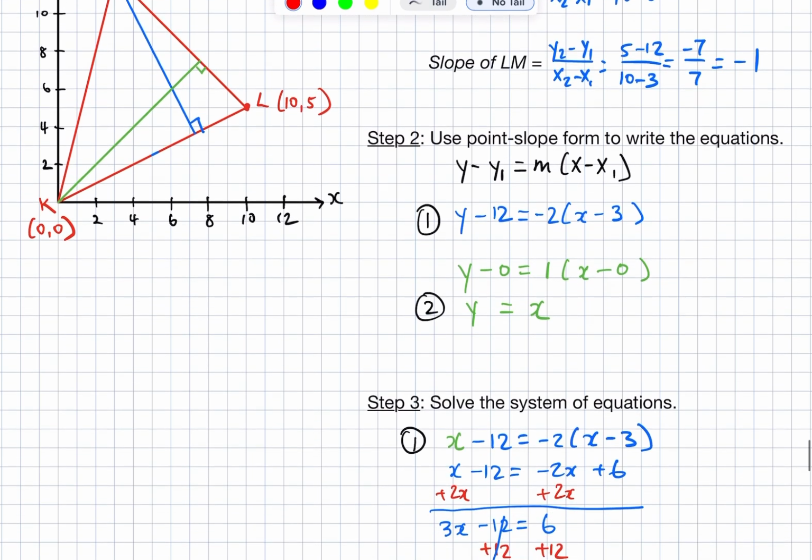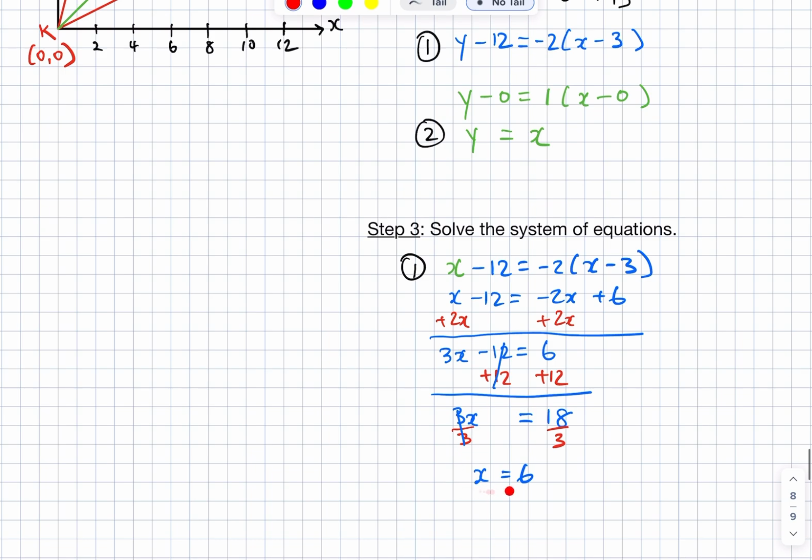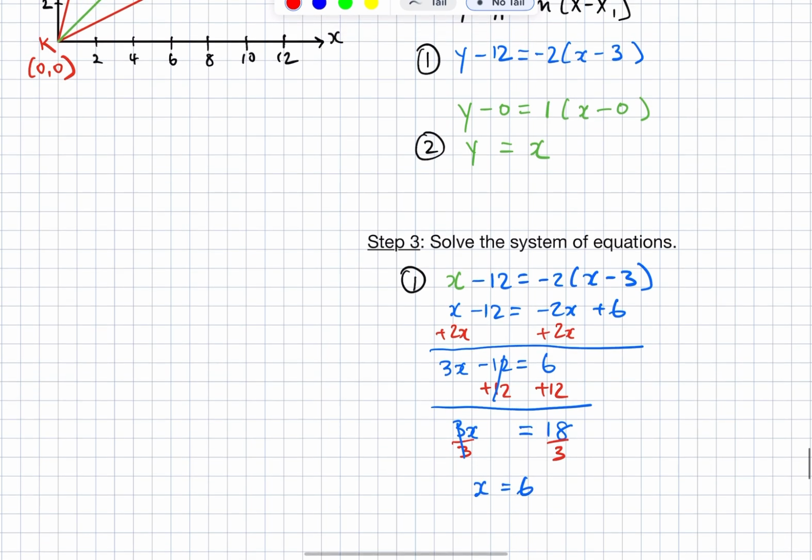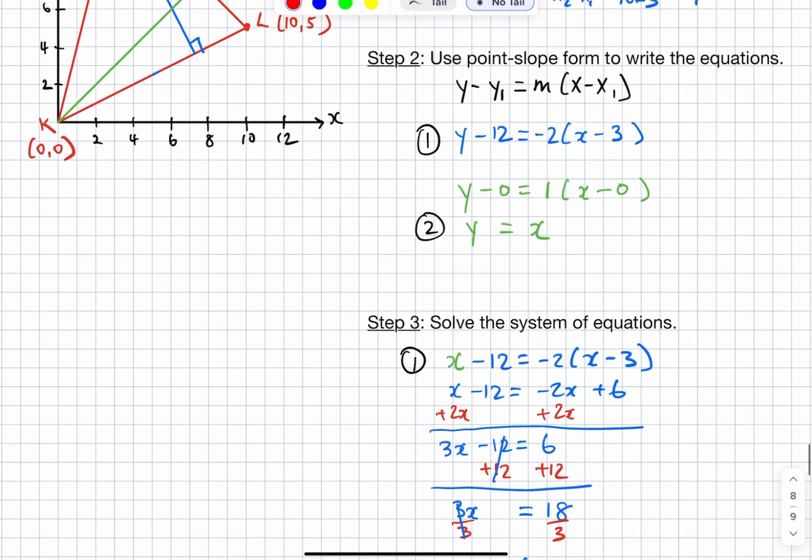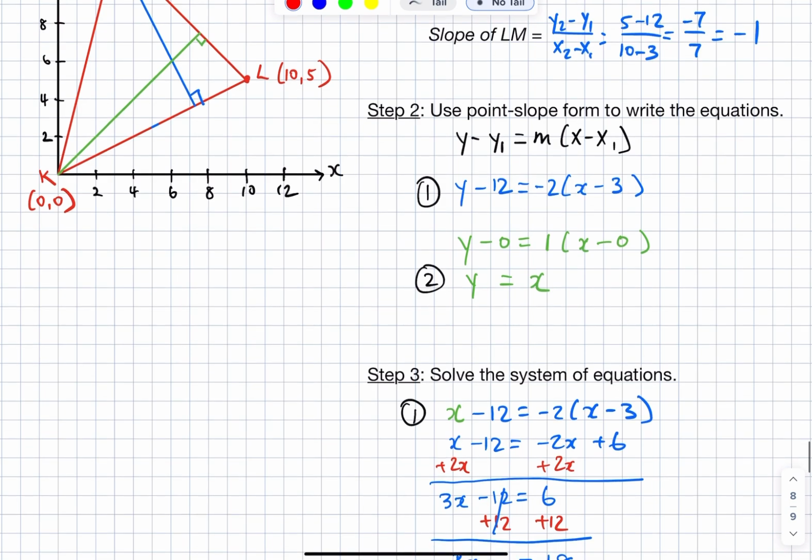Okay, so remember, we're looking for the orthocenter of the triangle, so we need to know the exact coordinate here. We just figured out that x is equal to 6, okay, and all we need is y. Well, we know from equation 2 here that x is also equal to y, and if we know that x is equal to 6, then y is equal to 6. Okay, so then our orthocenter is going to be 6, 6.